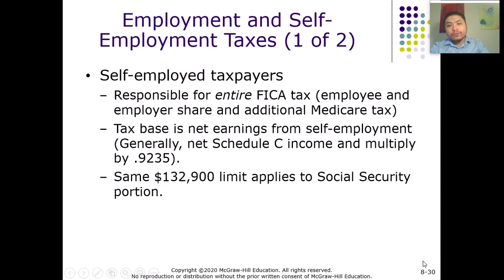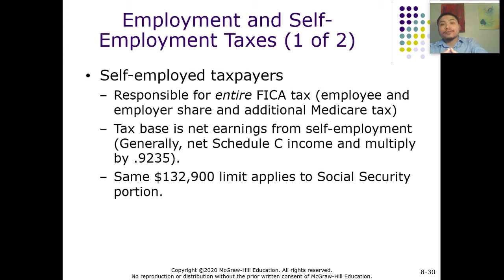So what we do is we take out a portion of the employer from the tax base before we calculate anything, right? So that's why for self-employed taxpayers, the tax base, it's not going to be taxable income to calculate the FICA tax. It's going to be the taxable income times 0.9235, and the reason why is this.